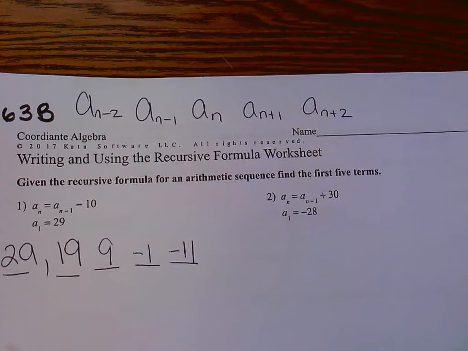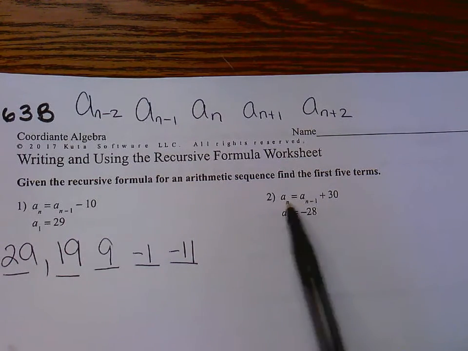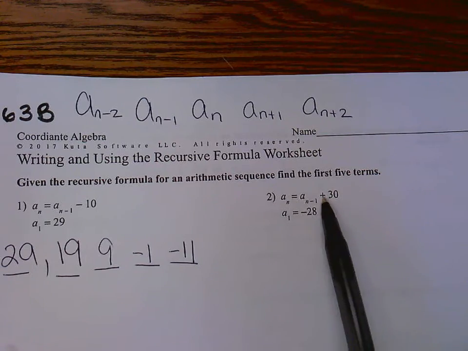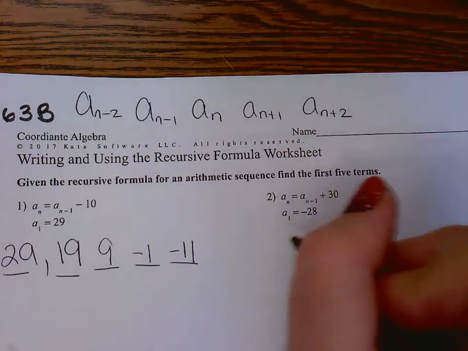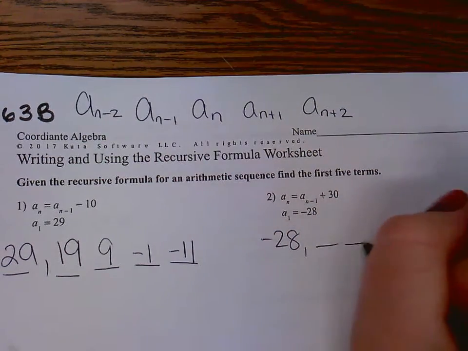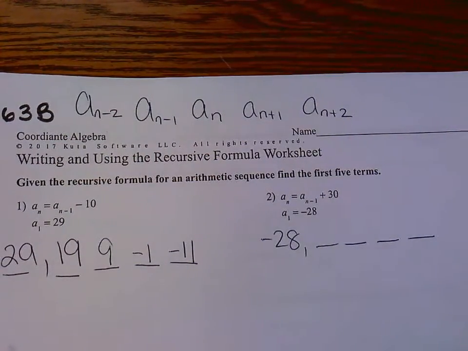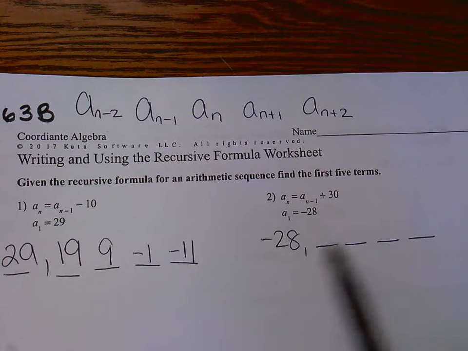All right, so number 2. They've used kind of that same language. To find the term you want, take the term before it and add 30 this time. So you're starting at negative 28, so you're just going to add 30 each of those 4 times. So the pattern itself is not hard. Reading the formula, I think, is what is challenging.